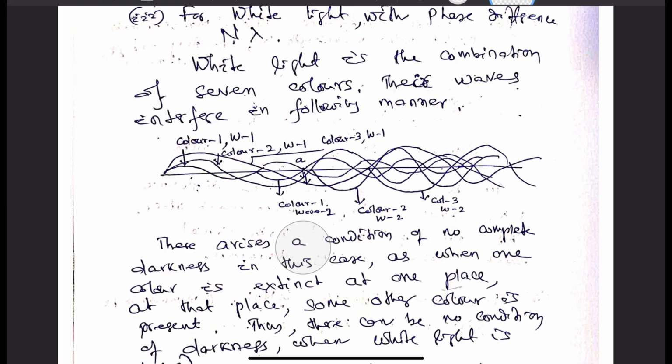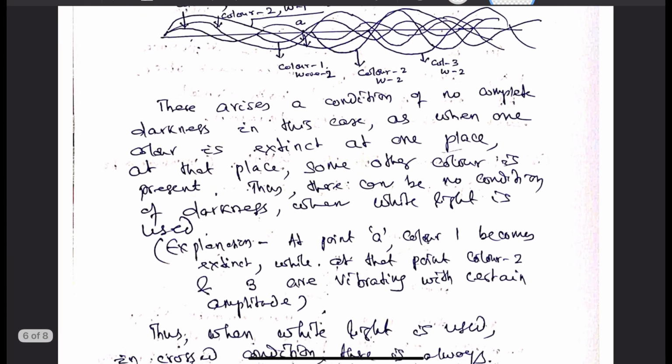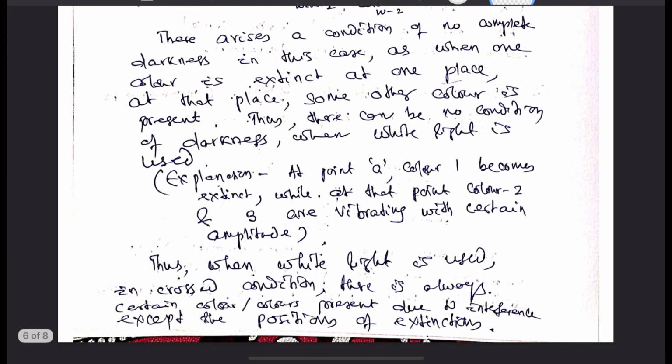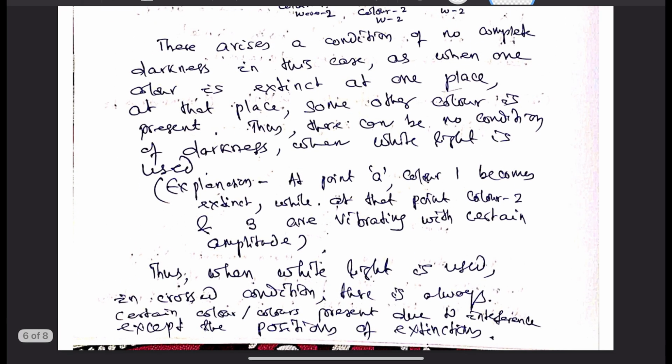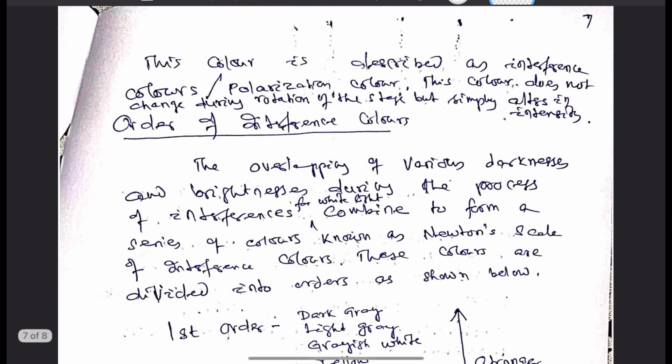So this is the fact, and this fact has been analyzed here, and thus we see that when we take use of white light, we get interference color in crossed nicols condition.